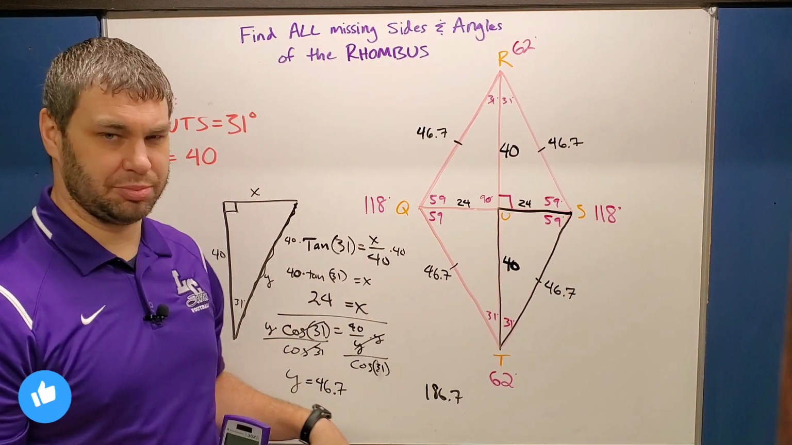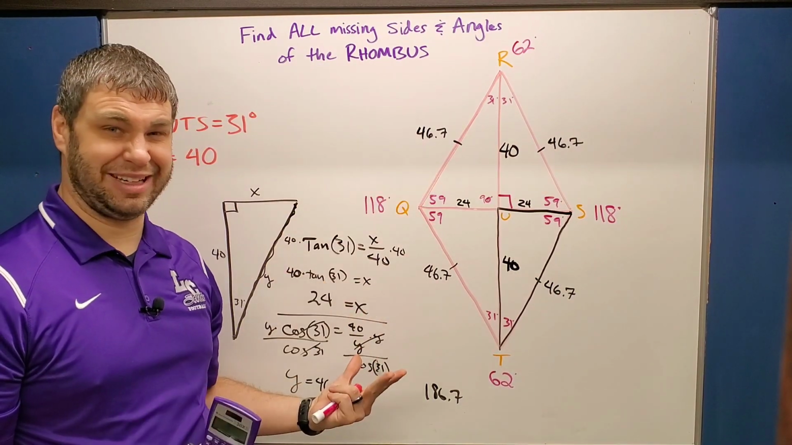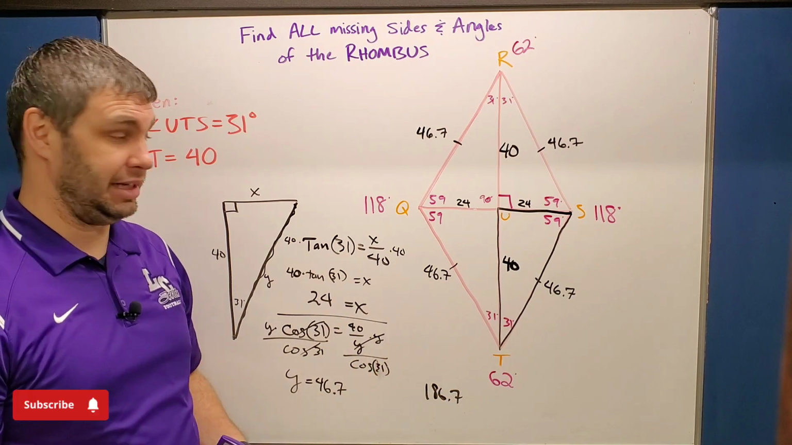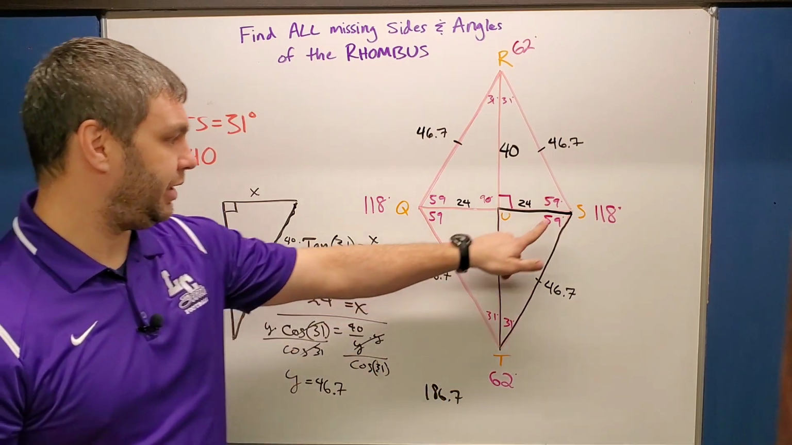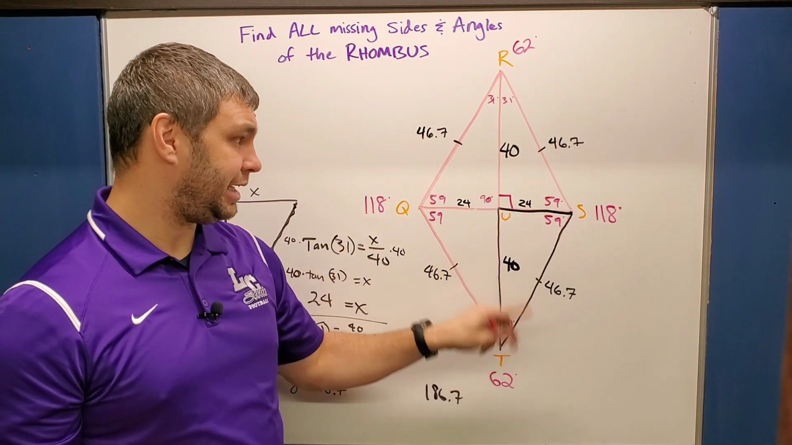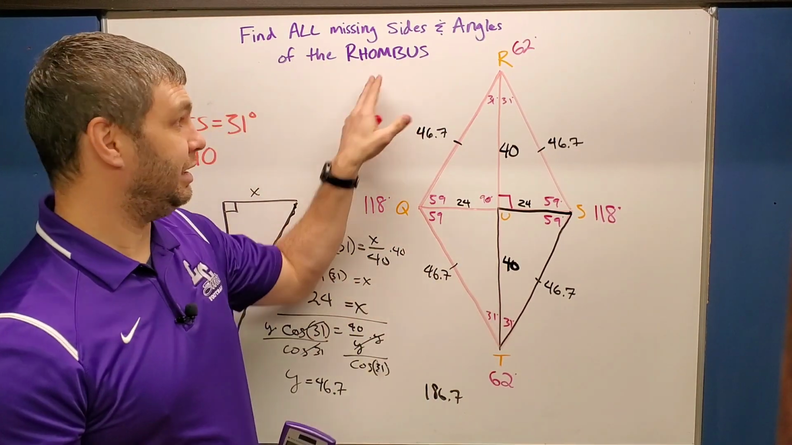I doubt your teacher would get too upset about that. If they want a more specific answer for your perimeter, though, you might want to wait to round that number until you are done at the end. Okay, otherwise, I think we found all of our missing angles, all of our missing sides, as well as the diagonals. And so therefore, we found everything we needed to in this rhombus.